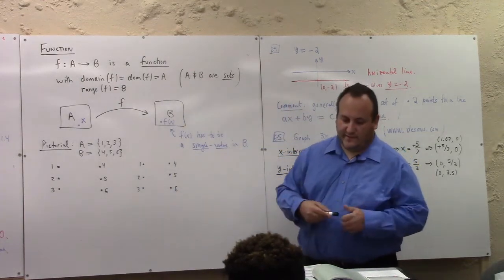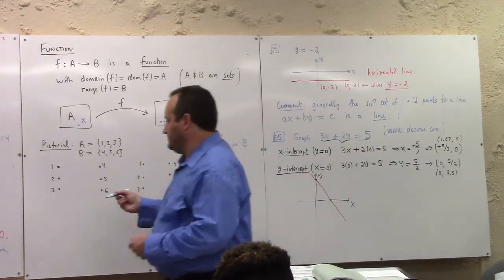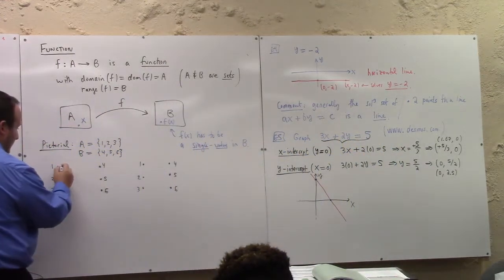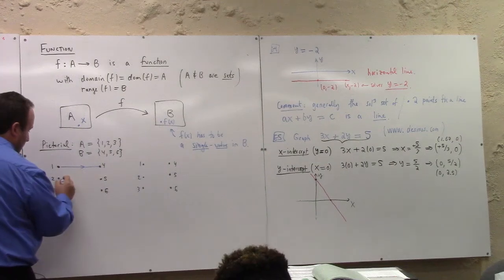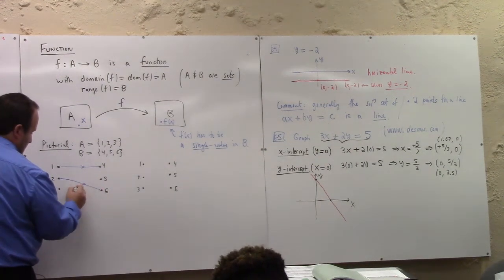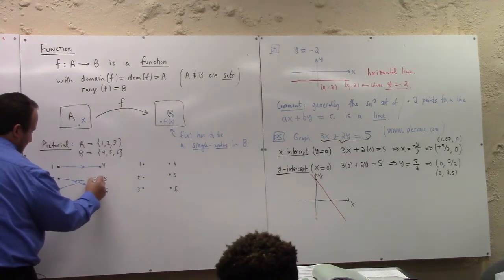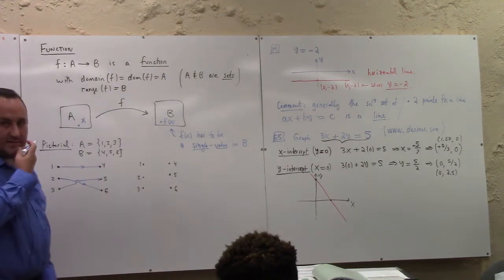So these kind of diagrams. So let's see here. 1 goes to 4. 2 goes to 6. And 3 goes to 5. All right?